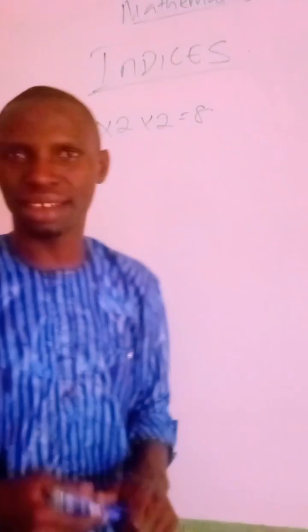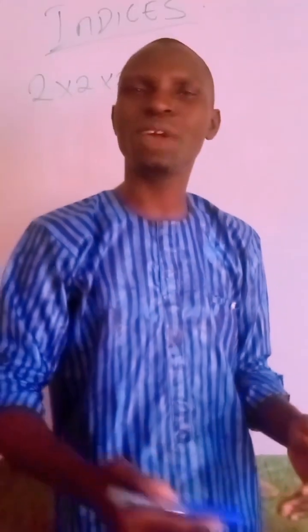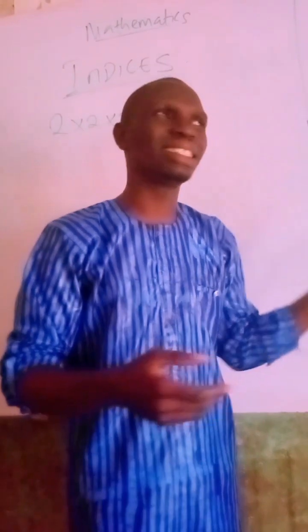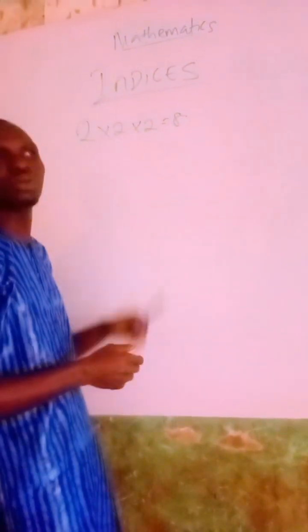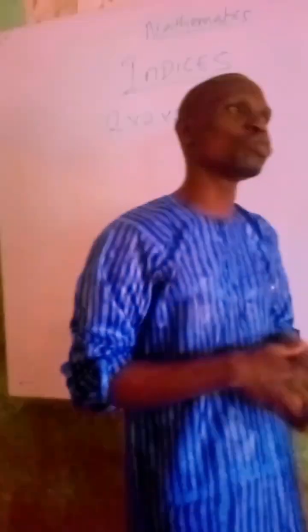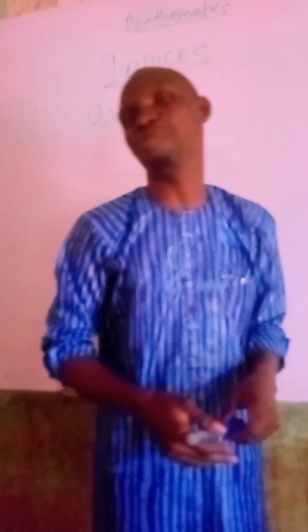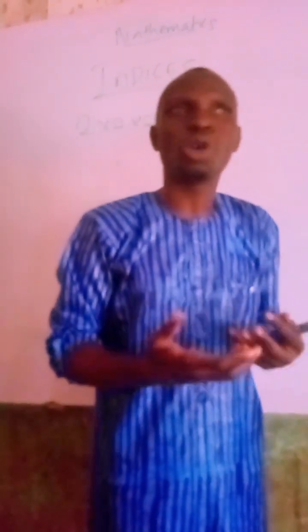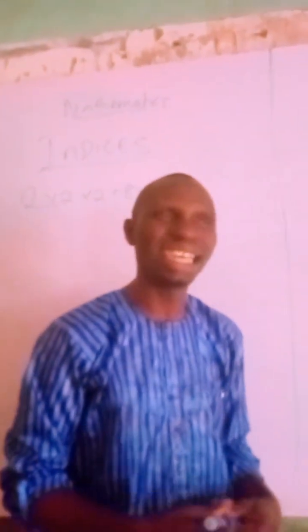Because we are multiplying 2 three times, it becomes easy to write it in a shorter way. Now, what if we are to multiply 2 in 10 places or more? What if we are multiplying 2 in 50 places? Will I begin to write 2 times 2 times 2 until I get to 50? That will be difficult. Number one, it will consume your time. Number two, it will waste a lot of effort, your ink and your paper. So in order to address this problem, that is when indices come into play.